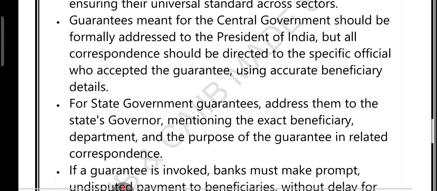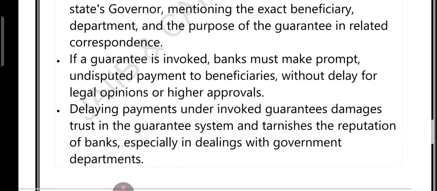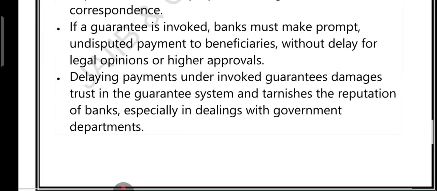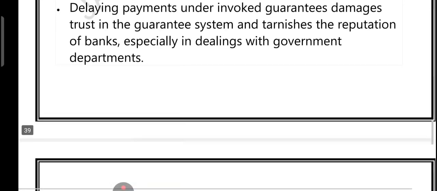Now there is something called prompt payment on invocation. Whenever a guarantee is invoked, the bank must make payment immediately. No legal opinion, no delay, no higher approval. Delay can cause damaged trust in the banking system, especially while dealing with a government body.